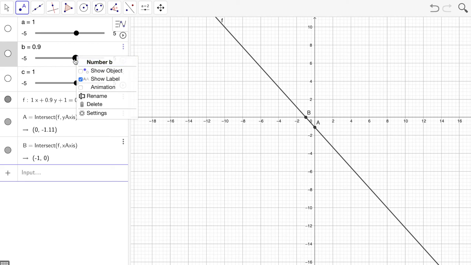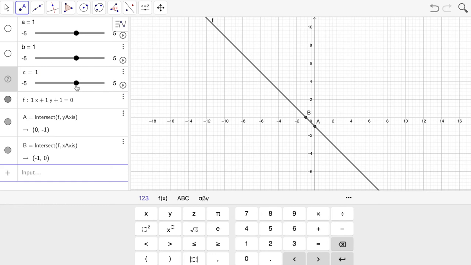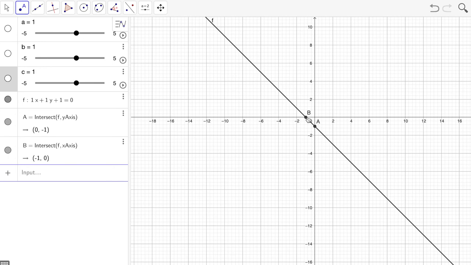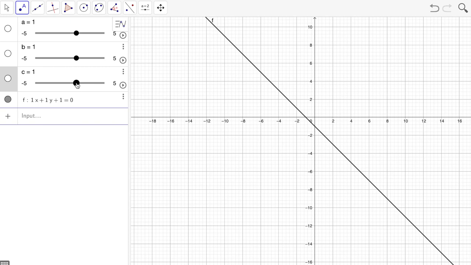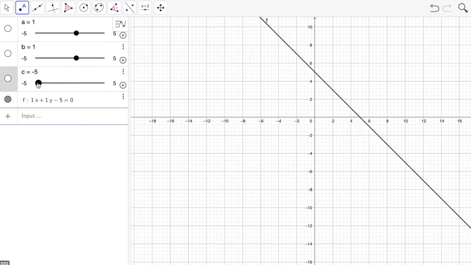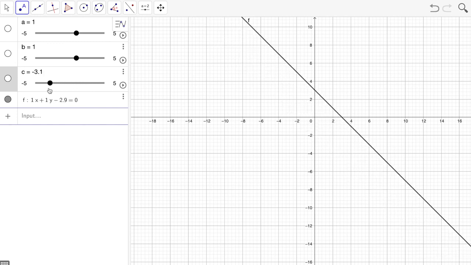What happens if I change the value of c? Let us see the effect of changing c. I am changing the value of c, but unfortunately it's not changing. Why? Because we had fixed these points, so we have to delete them. Let me delete this point so that there is no constraint on the line. Now if you change the c value, can you see it's changing? It's shifting, it's translating. We say that the line is shifting or translating.